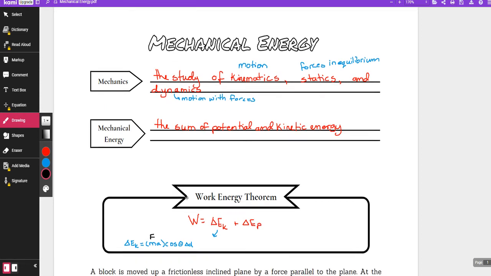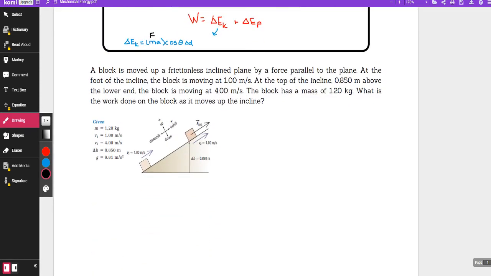We're going to use our work-energy theorem right away in this example here. So it says a block is moved up a frictionless inclined plane, so it's moving upwards, and it's frictionless, that's important, parallel to the plane. At the foot of the incline, the block is moving 1 meter per second, so at the very base of it. This block has a mass of 1.2 kilos, and we have some heights in here. What is the work done on this block as it moves up the incline?